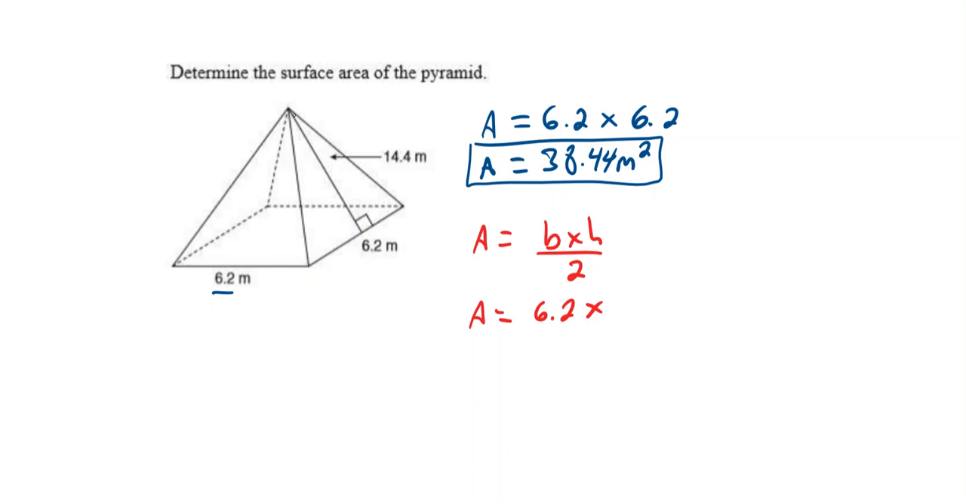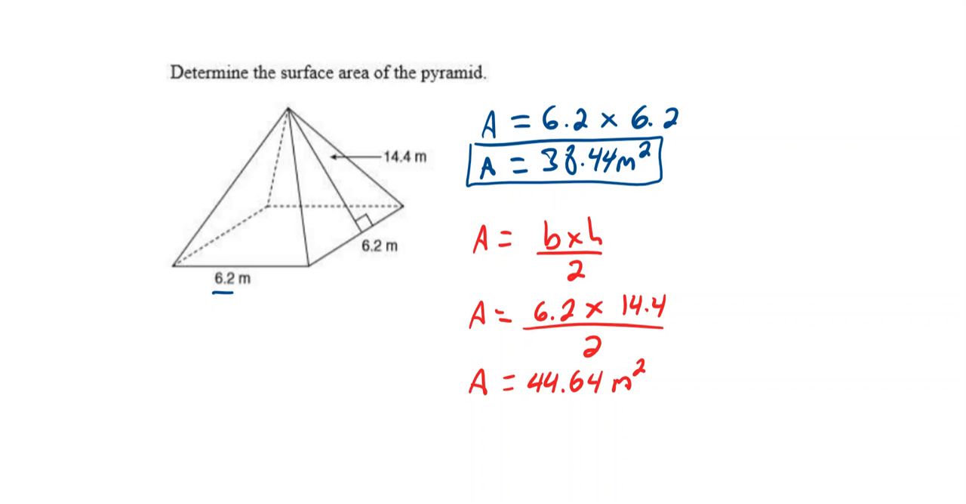Can you see how this height is going up the face of this thing? If that was just a triangle sitting on its own, that would be the height of that triangle. It's just on an angle there because it's a three-dimensional object. So it's 6.2 times 14.4 divided by 2. What do we get there? 44.64 meters squared. I'm not going to put a box around that yet.